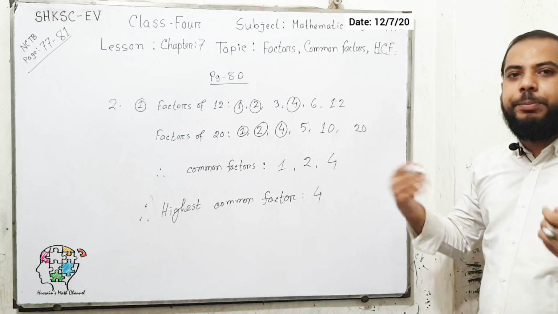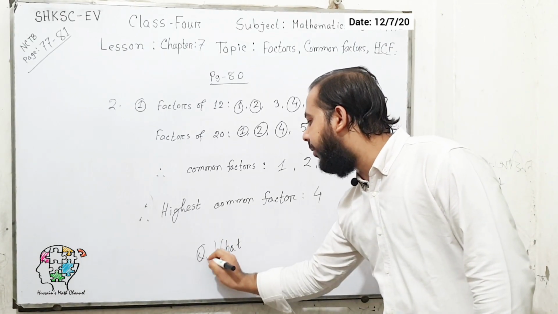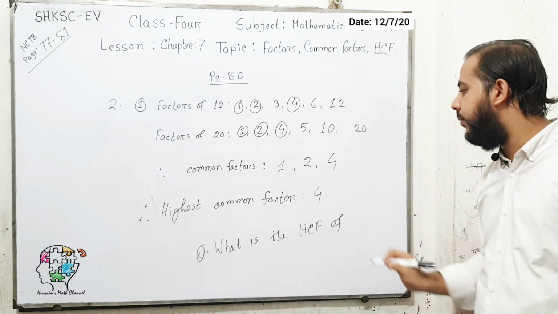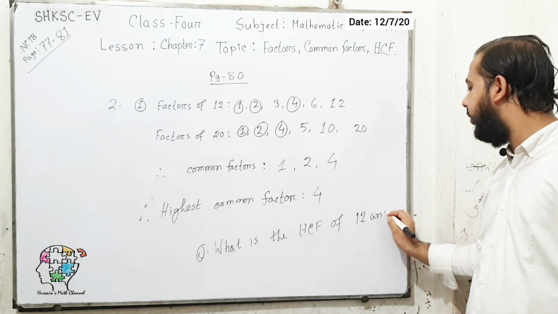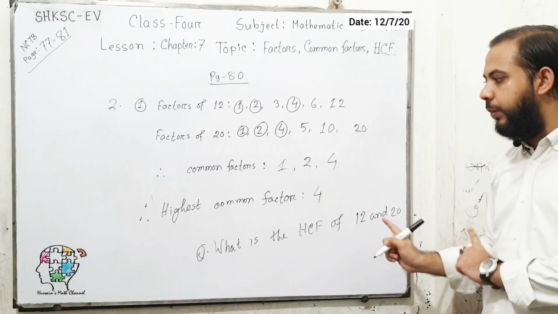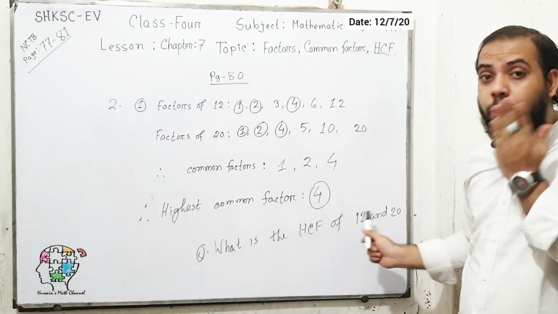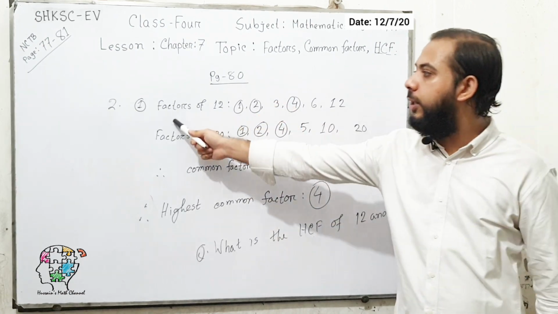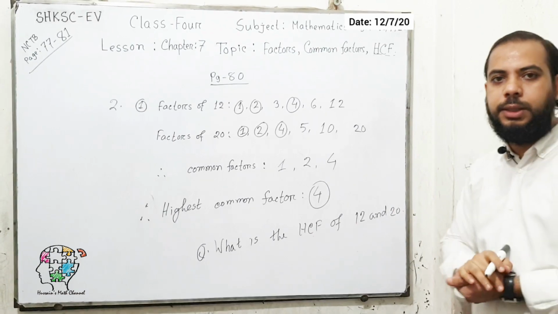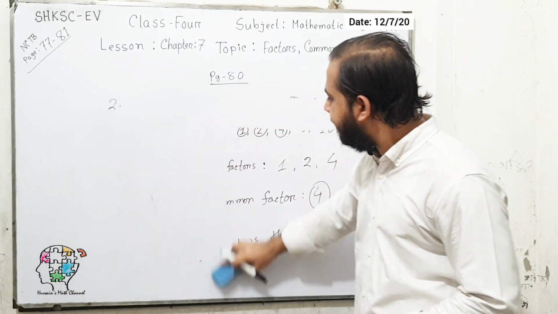So how will the question appear in the exam? The question can be like this: what is the HCF of 12 and 20? If this is a short question, then you just write your answer, 4. But if this is a competency based question, then you have to show factors of 12, factors of 20, common factors, and then the highest common factor. Clear? All right, now we move on to our next question.